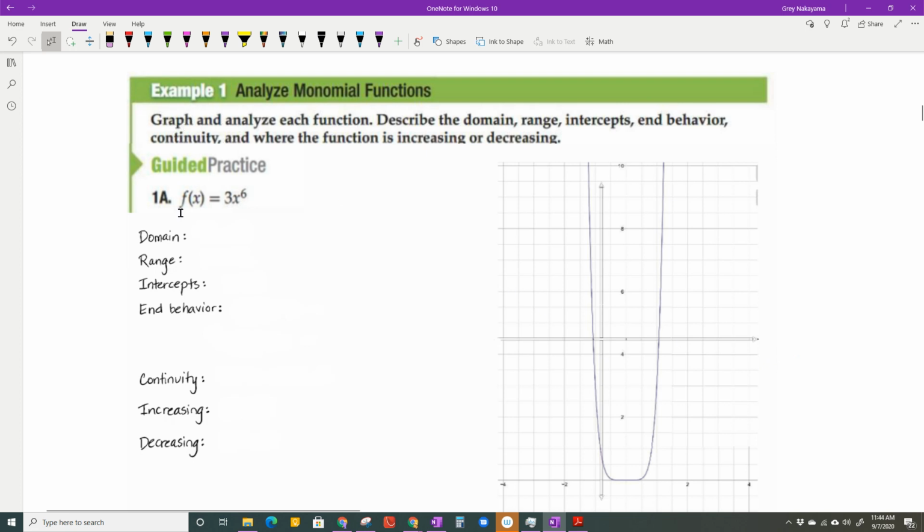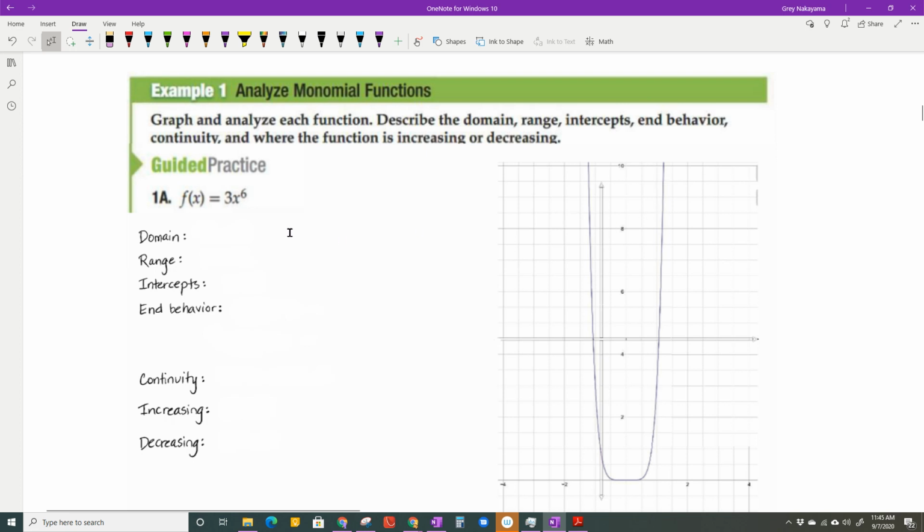Analyze each function, so you're going to have to fill in the blanks. And these are the questions that you'll have to answer on your homework problems. Now, I do want to talk to you about 3x to the 6th. The key features that you're looking at, if you had to match this to a graph: 6 means it's even, so they're going in the same direction. This is a positive number. They're both going up, which is what my graph is doing.